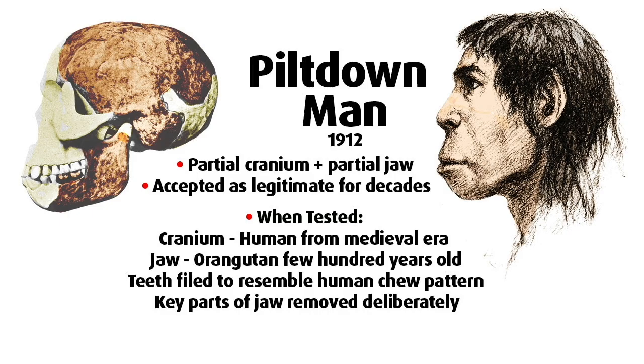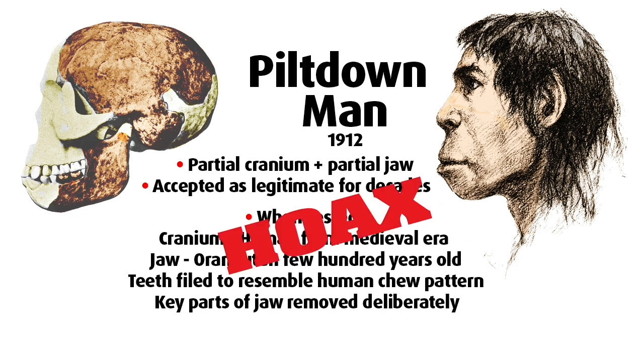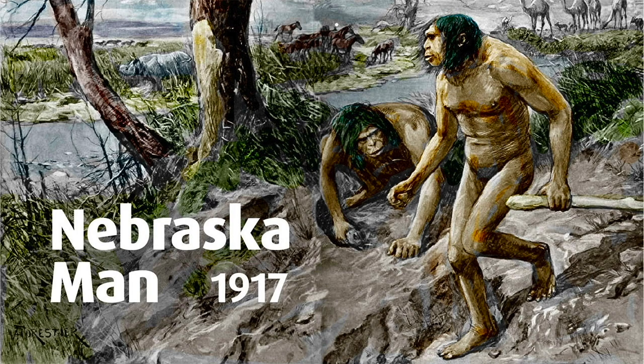And then a key part of the jaw that would have given it away as being not human was actually taken off. The bottom line is it was a deliberate hoax. And yet it took 41 years to prove it, which means that evolutionists were so anxious to have a missing link that they just accepted it with open arms without scientific scrutiny and were left being very embarrassed in the end. Here's another one.